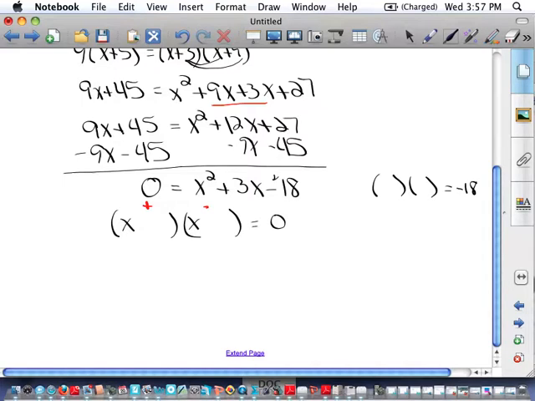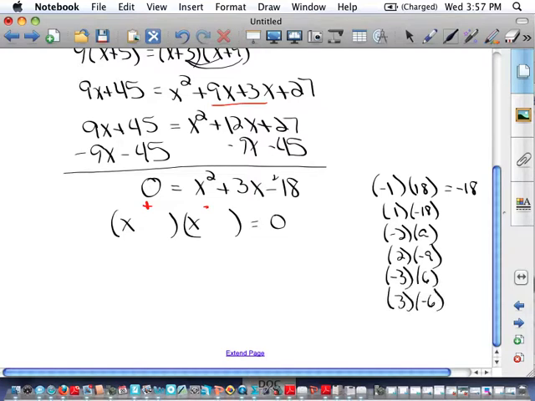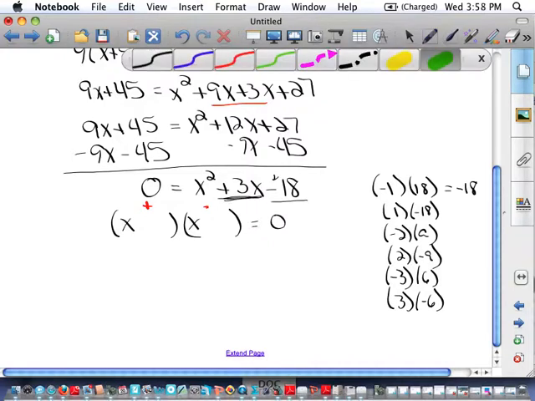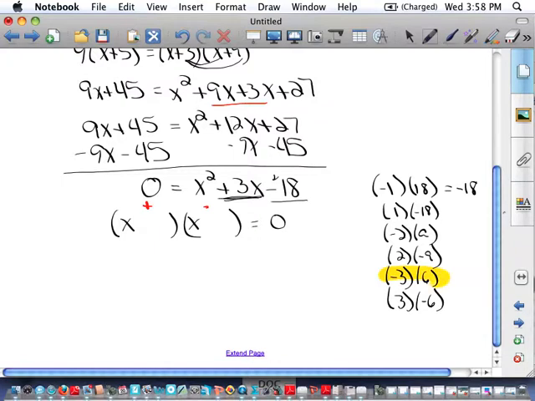What can I multiply together to get negative 18? Well, I could do negative 1 and 18, or 1 and negative 18. I can do negative 2 and 9. I can do 2 and negative 9. I can do negative 3 and 6. I can do 3 and negative 6. And that should cover all the combinations, I believe. So which one do I want to choose? Well, what multiplies to negative 18 but adds to positive 3? So what adds to positive 3 is going to be this combination of negative 3 and positive 6.